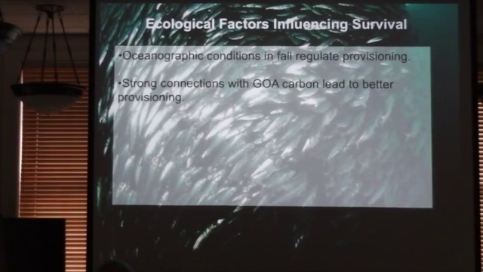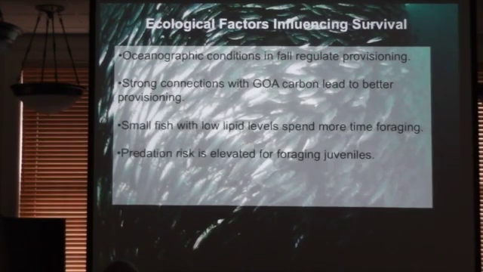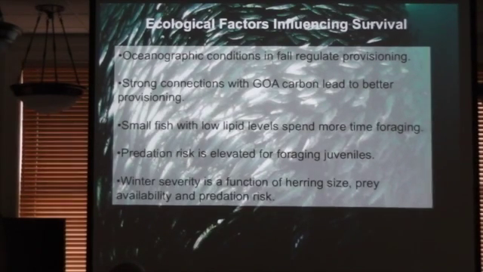There's strong connections to the Gulf of Alaska carbon that lead to better provisioning. Small fish with low lipid levels spend more time foraging. Predation risk is elevated for foraging individuals. And so basically, winter severity is really a function of herring size and prey availability and also predation risk.